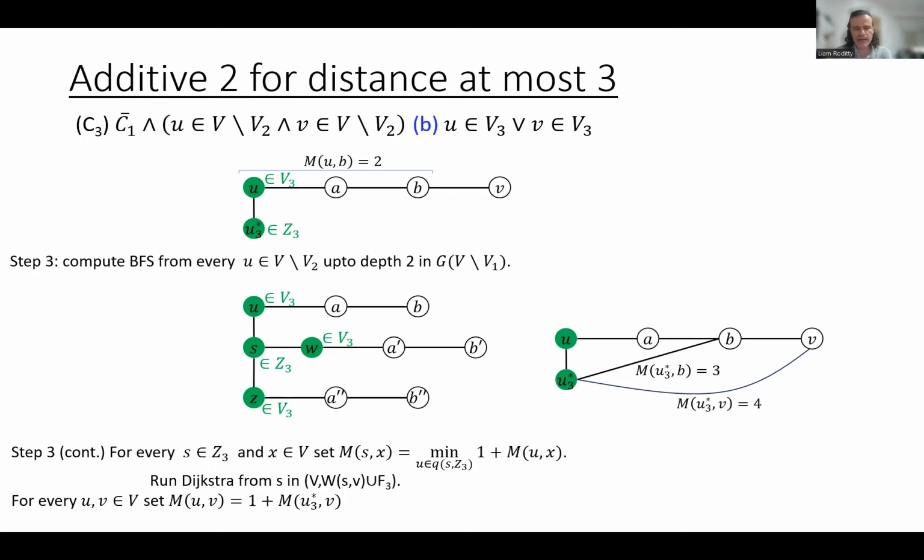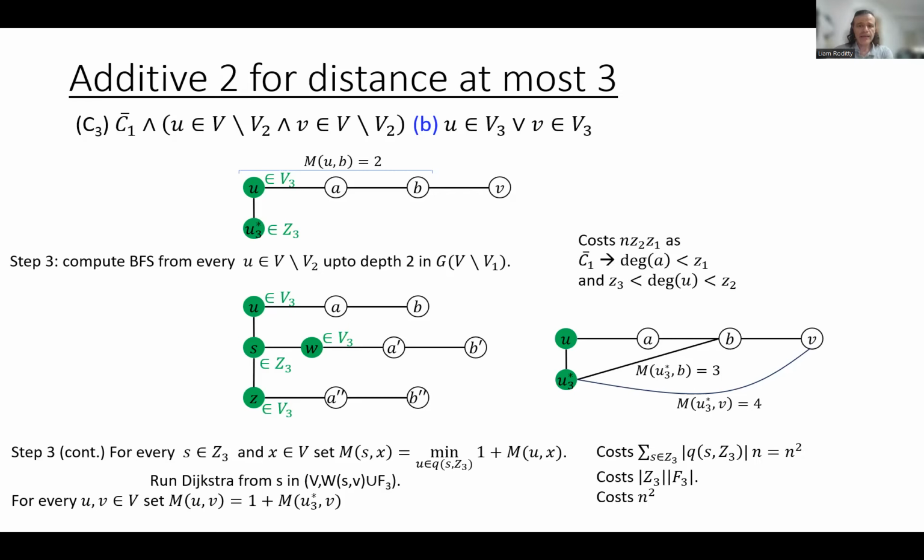Then we run Dijkstra from S. This gives us that from U star 3, we get an estimation of 4 in the matrix to V. Finally, for every pair of vertices, we improve the distance through the vertex that hits them in Z3 and get the estimation that we need, which is 5. The running time is this.